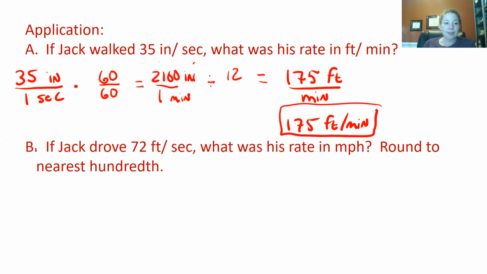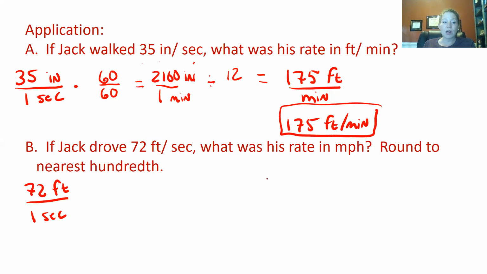All right, look at letter B. If Jack drove 72 feet per second, what was his rate in miles per hour? Miles per hour, round to the nearest hundredths. All right, so we have 72 feet per 1 second. All right, so we're going to go from feet to miles, and we're going to go from seconds, not to minutes, but to hours.